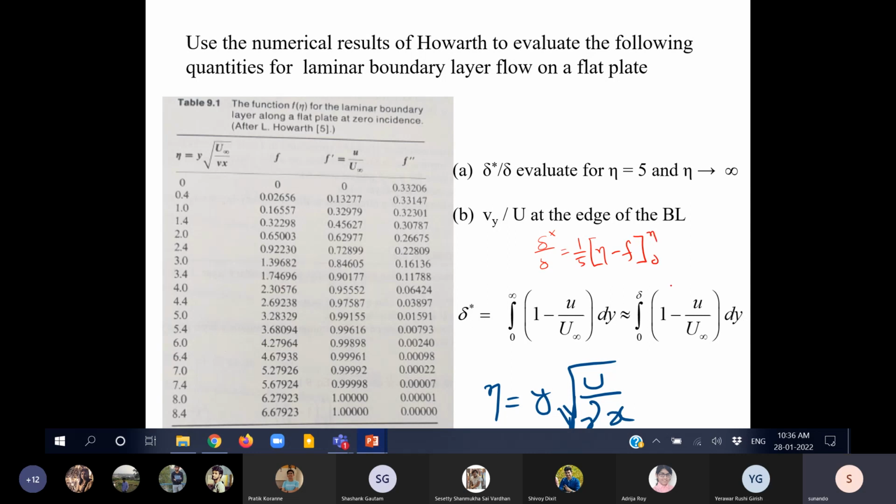As far as this part is concerned, you do not have a problem, because the value of eta at 5 and the value of f at 5 are known to you. You substitute 5 minus 3.28 and you get the value of delta star by delta for this value of eta. But how are you going to find out eta equals infinity? It's only up to 8.4 that's provided. Purposefully nothing is given beyond 8.4 in the Howarth numerical solution. Think and answer.